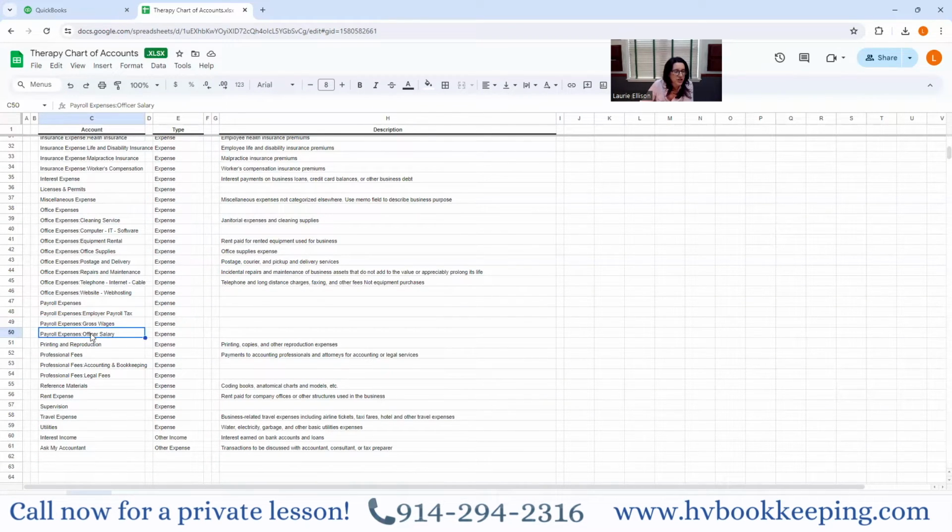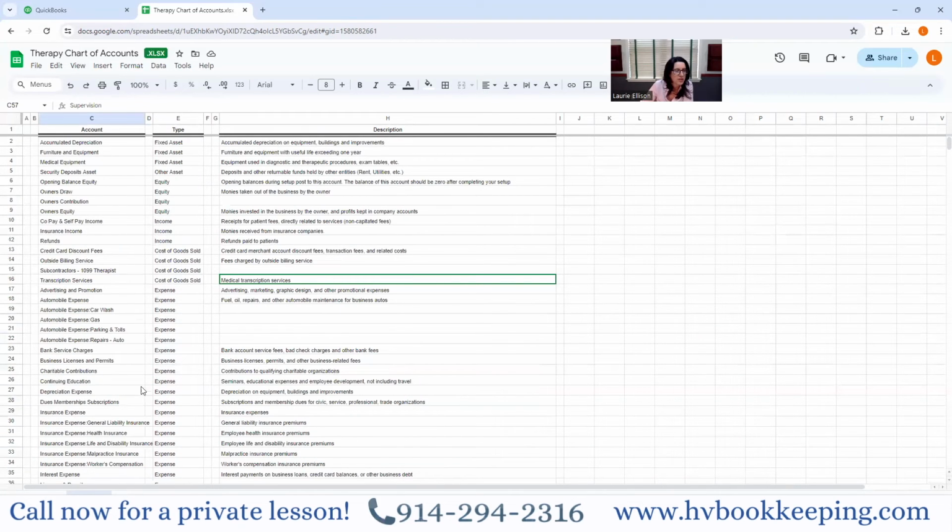So then I made a section here for you, if you're the officer of the company. Then I subbed out a couple things for professional fees, rent, supervision. We're going to keep that down here. So this is the chart of accounts I am going to import into QuickBooks.